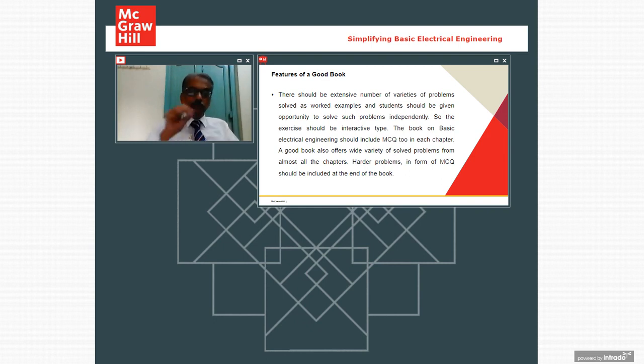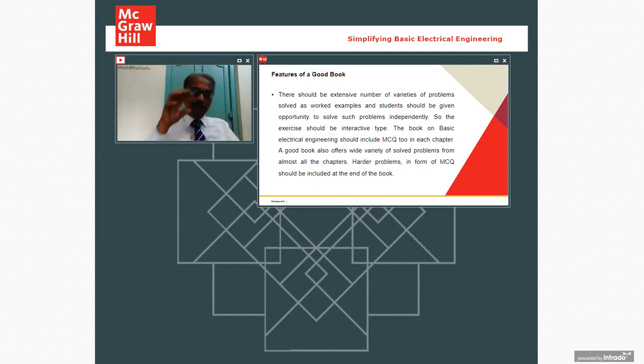In MCQs, you have to choose the rightmost answer from many answers, which may be wrong or which may not be right in the true sense. So it is very important that you solve MCQs also. And not only the MCQs which were set in GATE; there should be many MCQs of a newer type. So a good book should have such new MCQs.